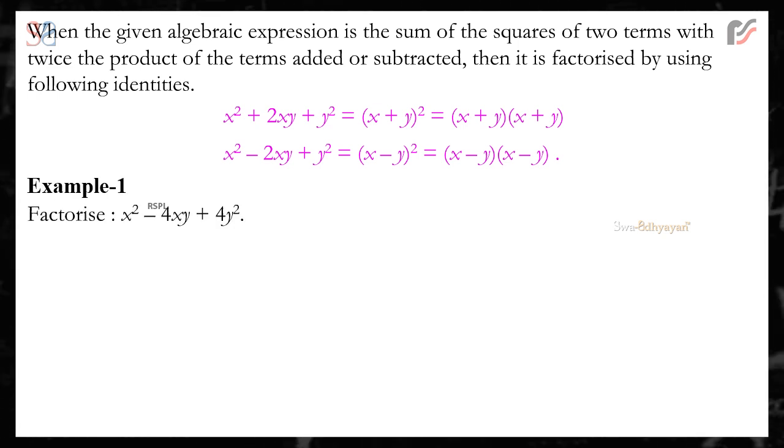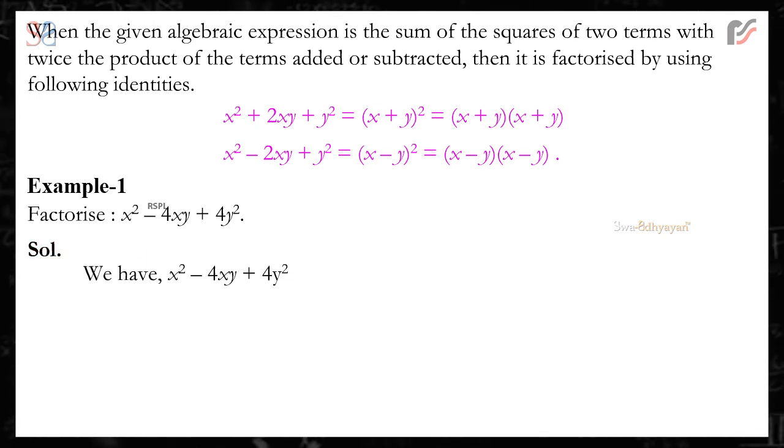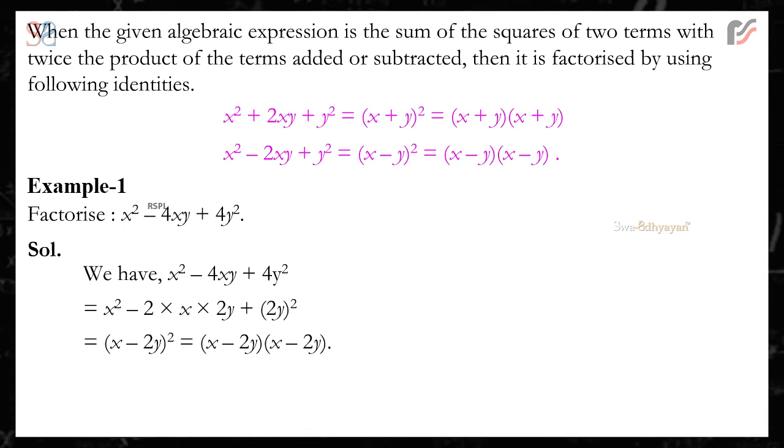Example 1. Factorize x square minus 4xy plus 4y square. Solution. We have x square minus 4xy plus 4y square, which is equal to x square minus 2 into x into 2y plus (2y) whole square, which is equal to (x minus 2y) whole square, which is equal to (x minus 2y) into (x minus 2y).